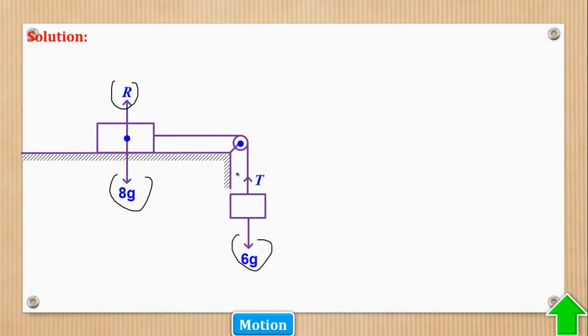Then the tensions, arrows must face towards each other. Arrows must face towards each other. So this plane is smooth, meaning there's no resistance. When released, this will move downwards and this will move to the right.